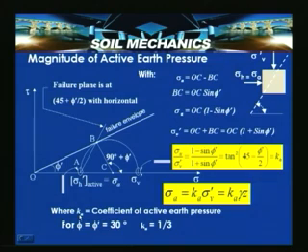The coefficient of active earth pressure is indicated by Ka. For example, for phi dash equal to 30 degrees, Ka is equal to 1 minus sin phi dash by 1 plus sin phi dash, and we get Ka equal to 1 by 3, that is 0.333.